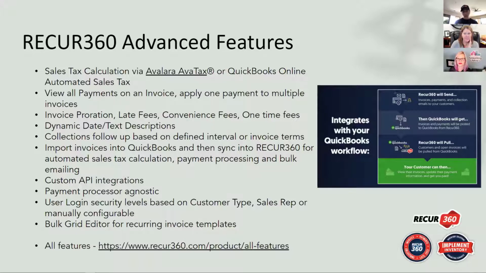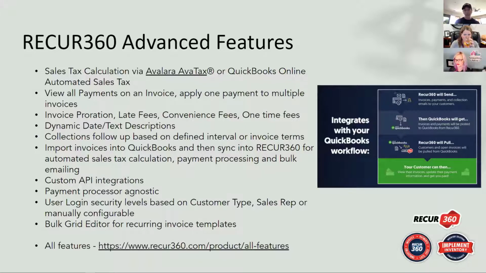But user login security. So a lot of people will use our platform to give only their salespeople access. And we can limit access based on customer type, based on all sorts of different differentiators that up until last year didn't even exist in QuickBooks Enterprise. And in QuickBooks Online, you don't even get those features. So you can really segregate what your sales staff can see from one sales rep to another or one customer type or group to another.